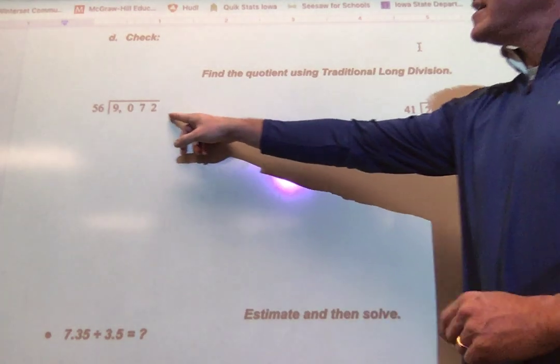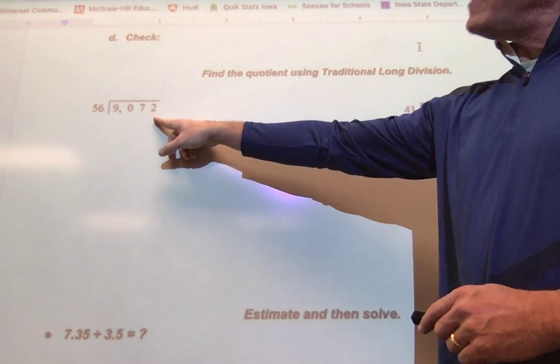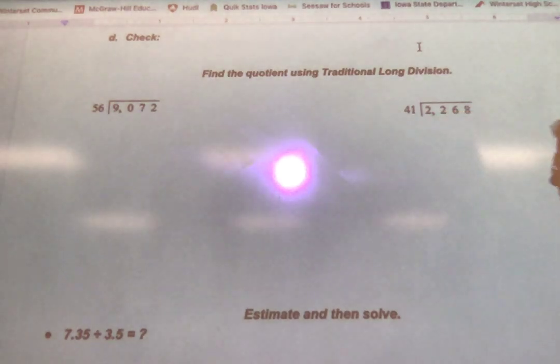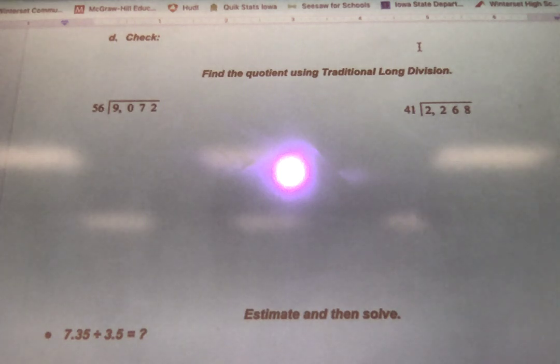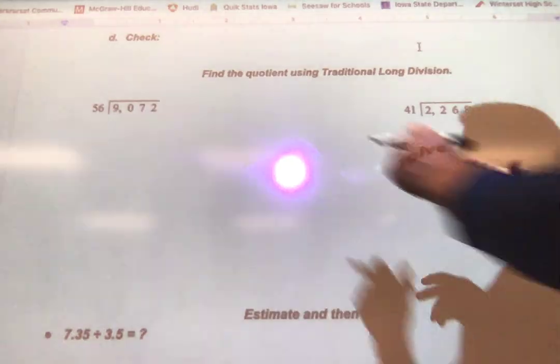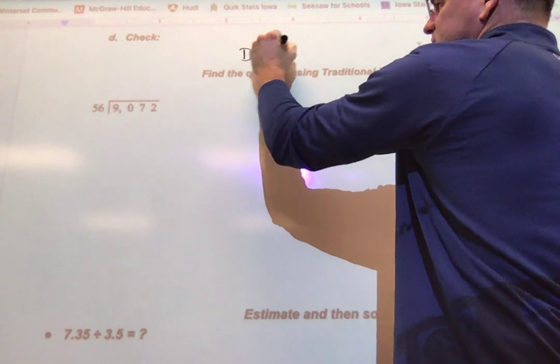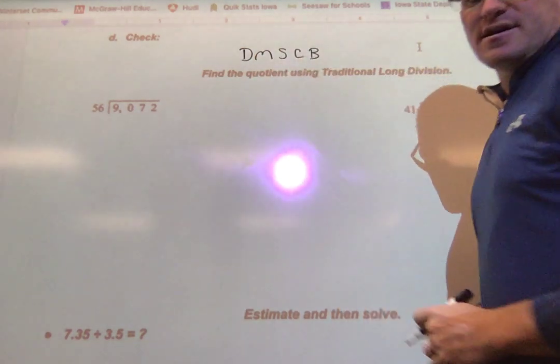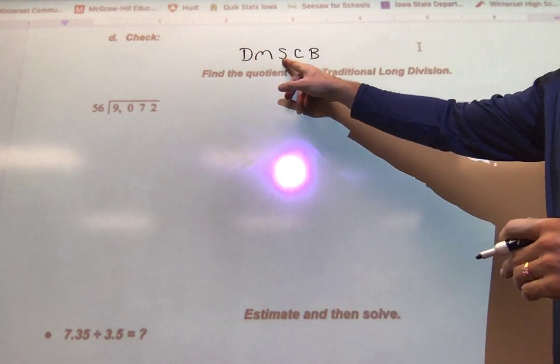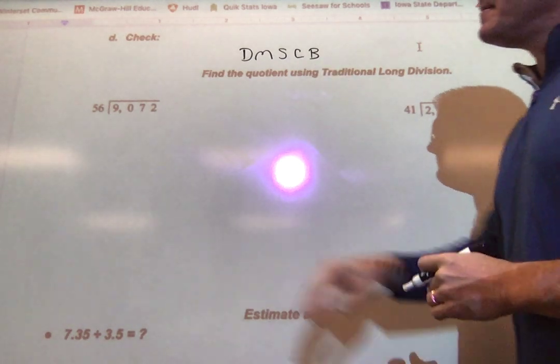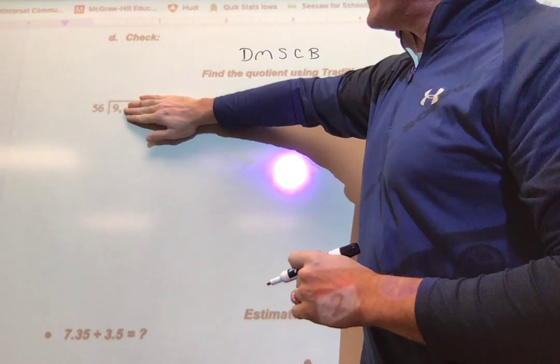So we're going to start over here with 9,072 divided by 56. We know when we're making guesses with groups of 56, it gets a little tougher sometimes because we don't know all our facts, so we've got to use a little trial and error here. Remember, if we're going to use this "Does McDonald's sell cheeseburgers" method, we're going to divide, multiply, subtract, check, and bring down.